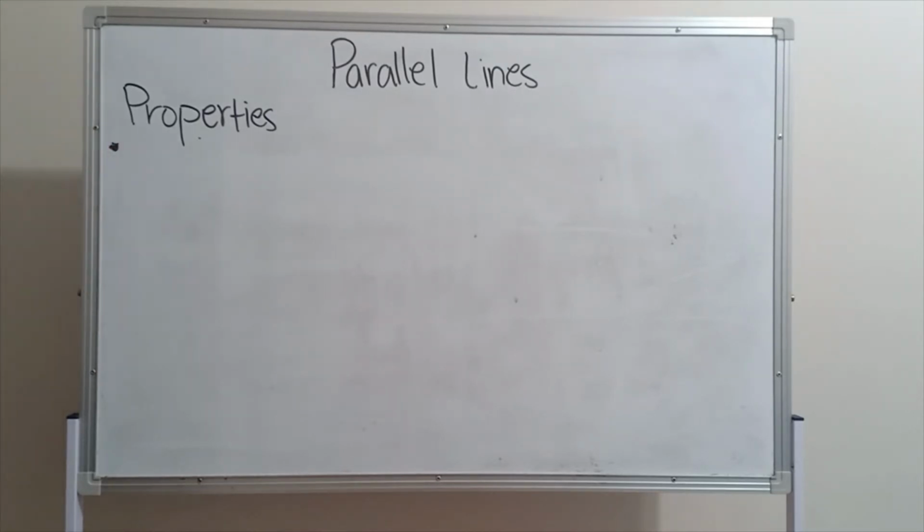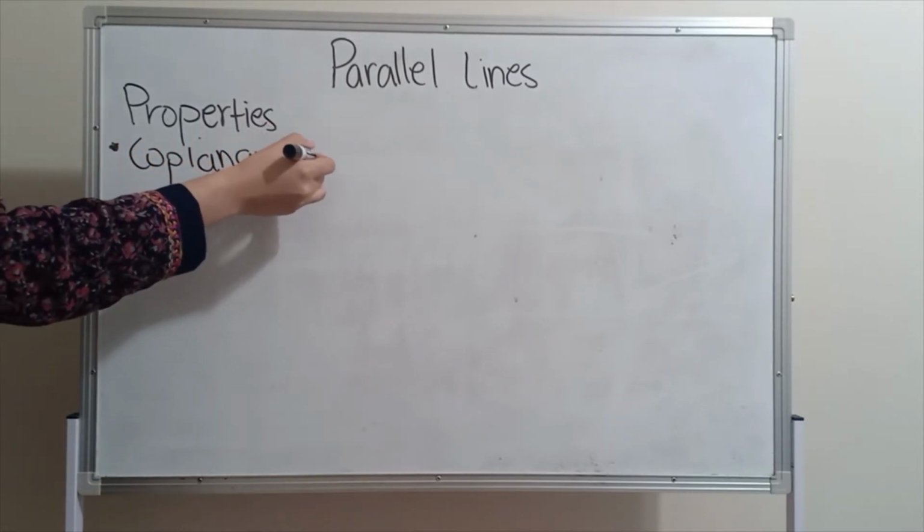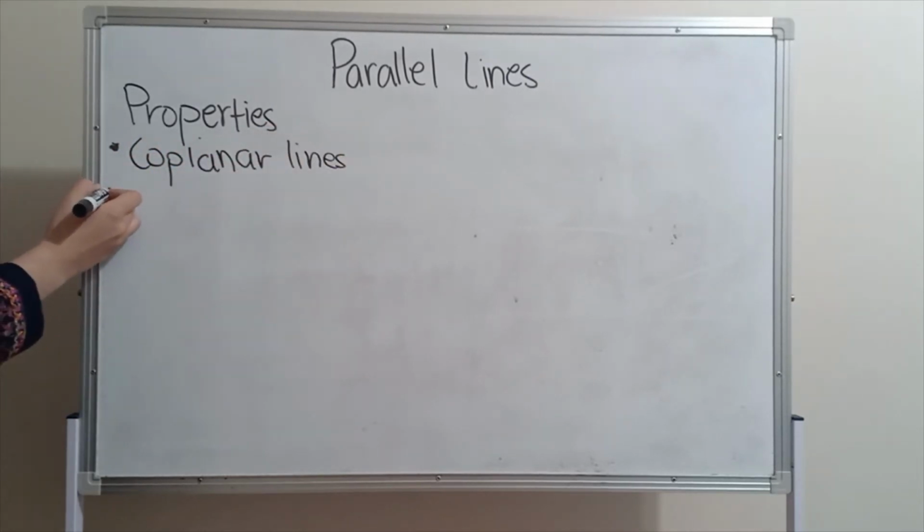So the first property for parallel lines is that they are coplanar lines. What coplanar means is that they are in the same plane. They are in the same plane. So parallel lines are coplanar, meaning they are in the same plane.